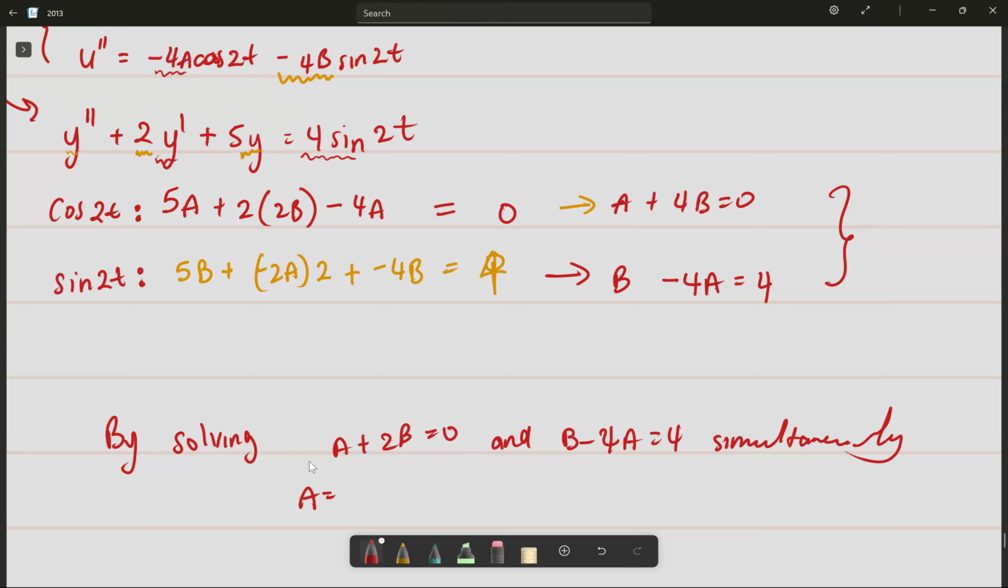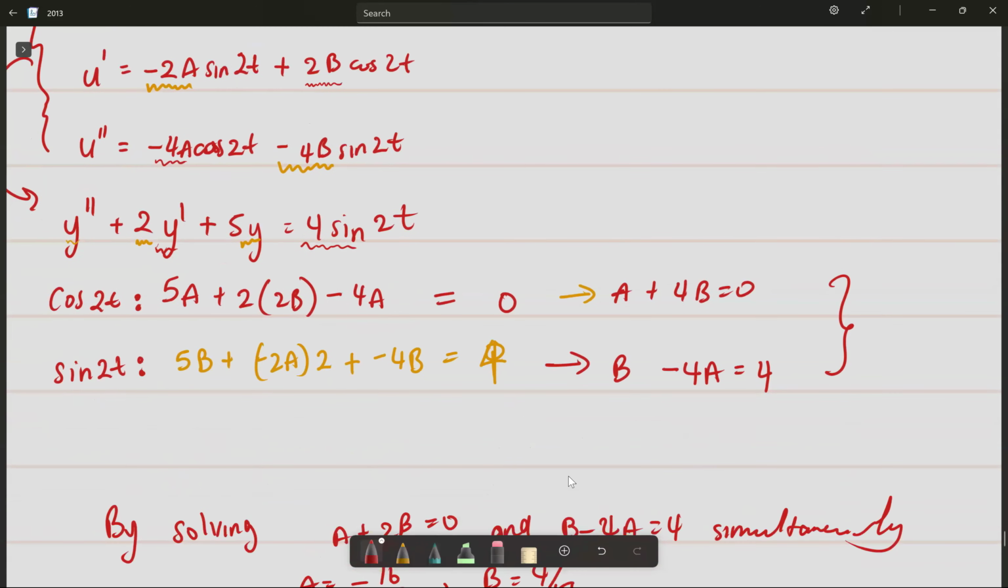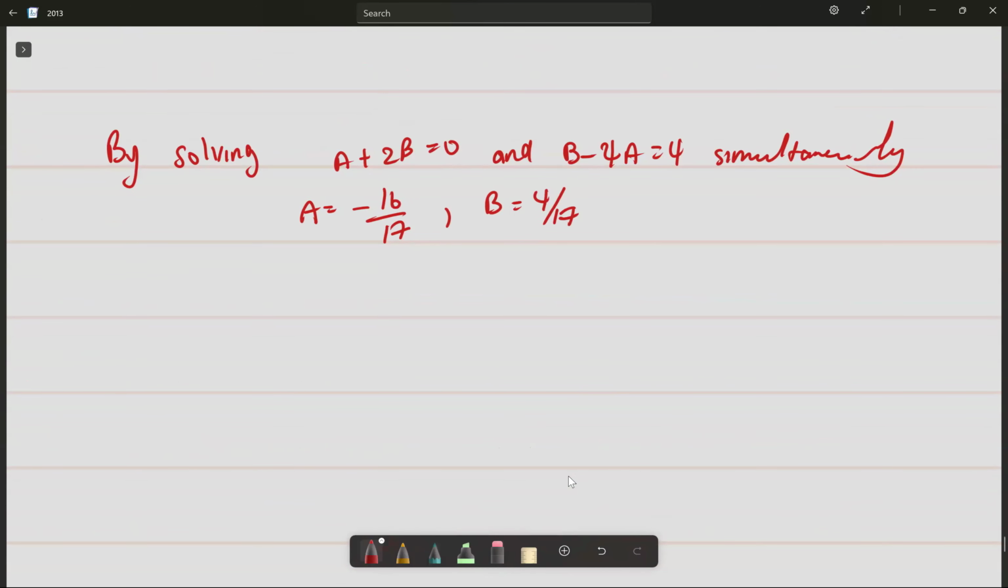A was found to be, plug in a calculator, minus 16 over 17. B equal 4 over 17. Is that what they told us to find first? Yes, okay. And the solution. The reason I didn't work out the solution simultaneously is because I don't need to. As in, you're at the cape level, they assume you know to do that part. Everything else, though, you have to show it.